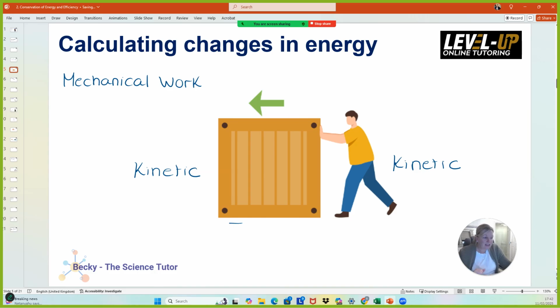Is that where these two surfaces touch, there will be some friction as we push that box along the floor, and that friction will create some thermal energy. Quite surprised none of you said sound, because if it's scraping along the floor, we're probably going to get some sound energy too.